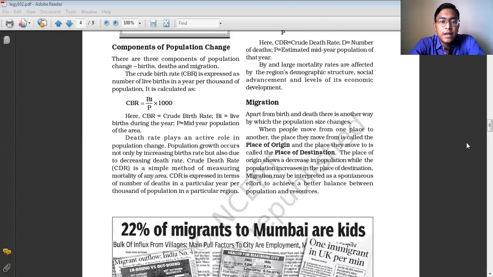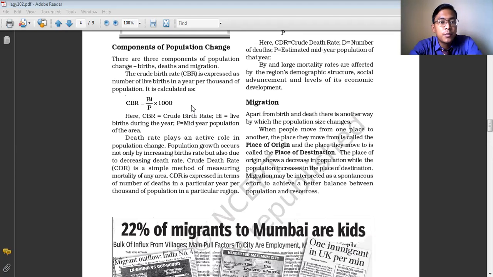So let us now have some information about the components of population change. What does the components of population change basically refer to? The population of any particular area changes between two time periods because of three factors. These three factors are considered the components of population change. So what are these three components?